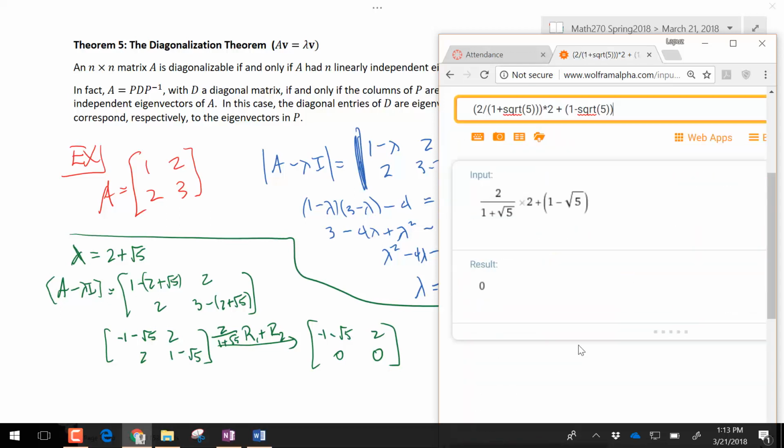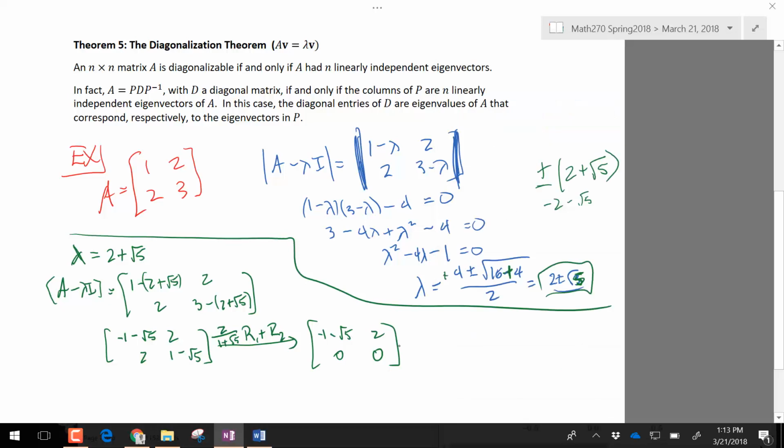So the point is that when you're doing this, and if you've done this correctly, you're going to have at least one row of zeros because you're going to get something in the null set. The null set is not going to be just the 0 vector. So we're going to get a vector out of this.